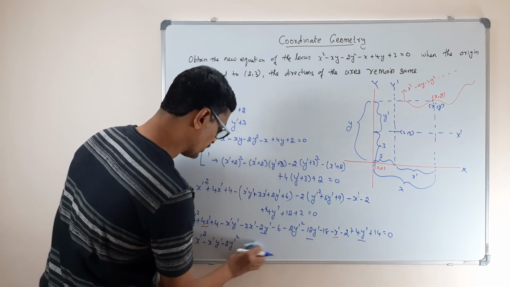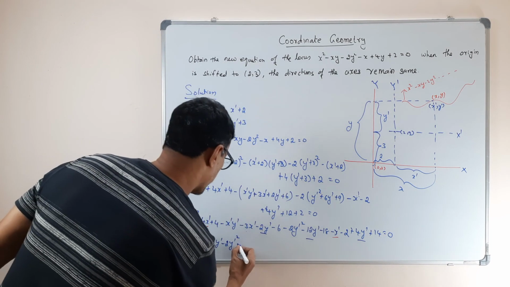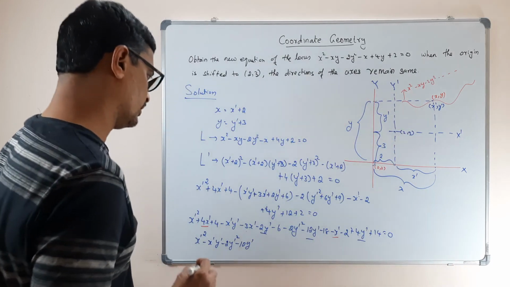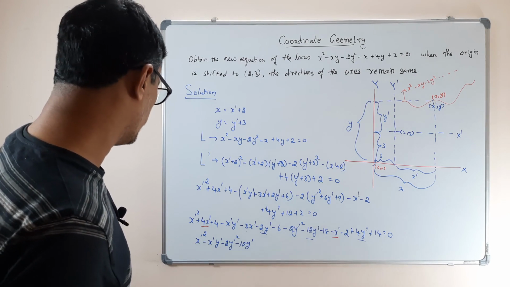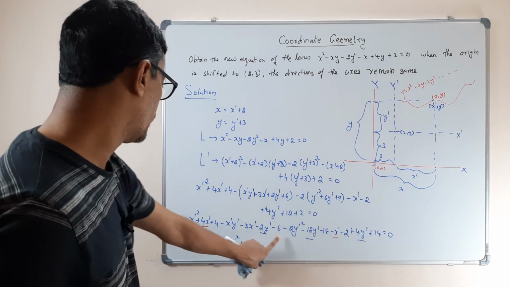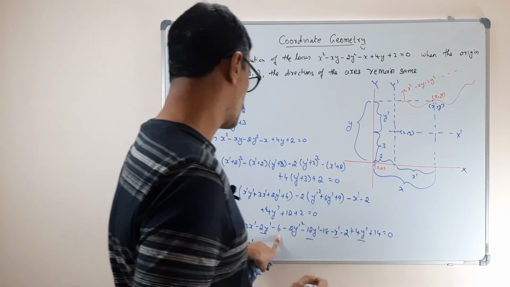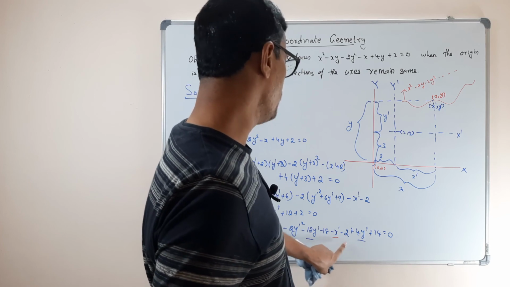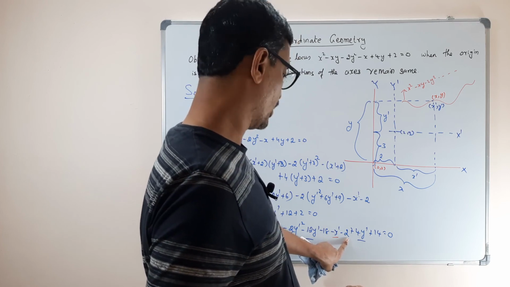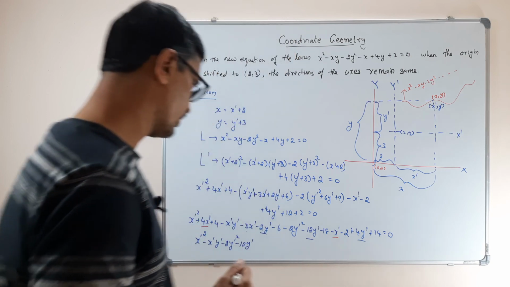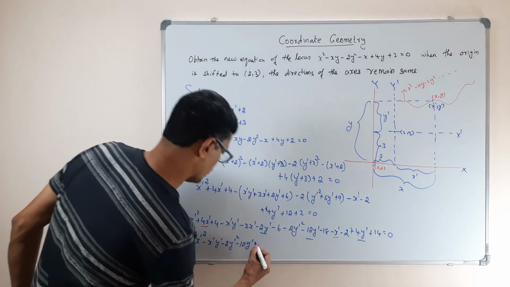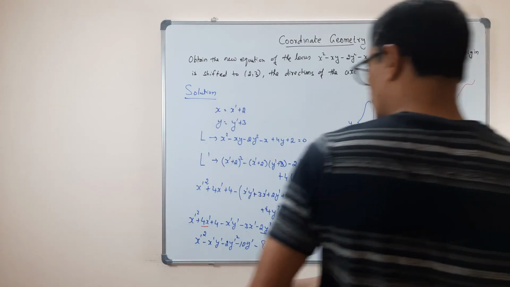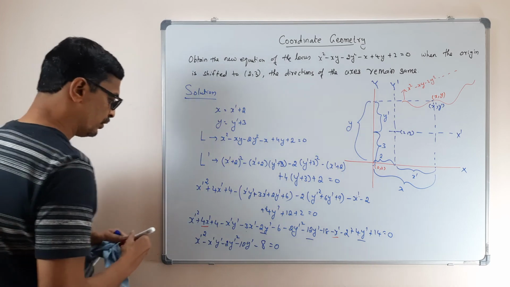Okay, so what do we have? Minus 10y prime. Is that correct? Yes. Minus 8, the final one is minus 8. You calculated. 4 minus 6 is minus 2. Minus 2 and minus 20, minus 22. Minus 22 plus 14, minus 8. Minus 8 equal to 0. Yes. So this is your new locus.